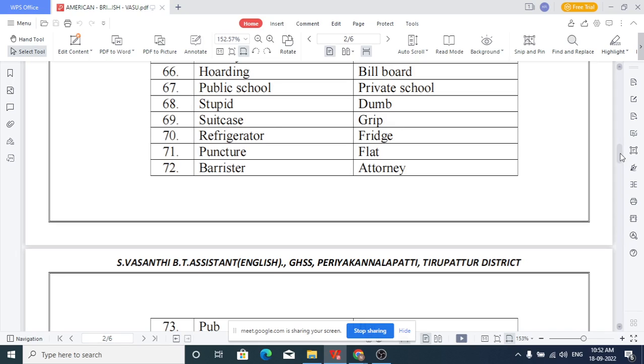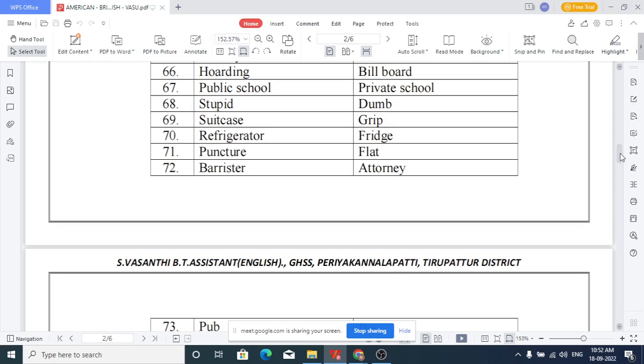Public school, private school. Stupid, dumb. Suitcase, grip. Refrigerator, fridge. Puncture, flat. If our two-wheeler got punctured, in America they say it became flat.